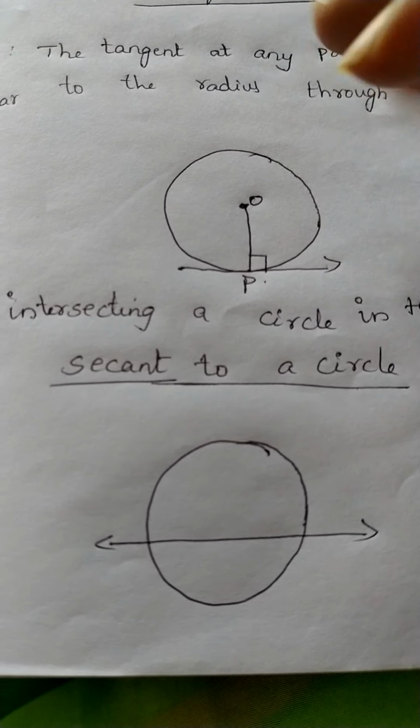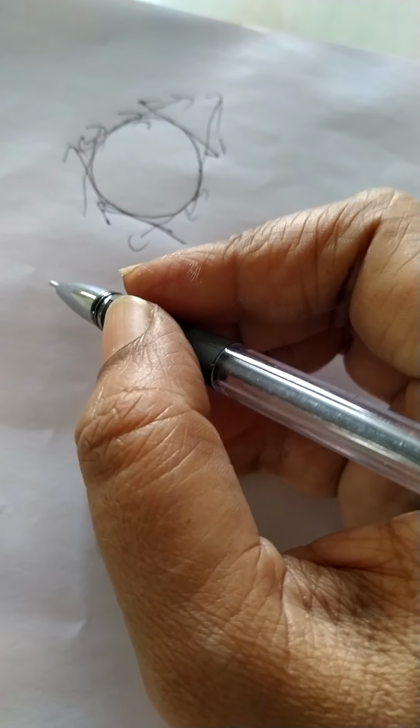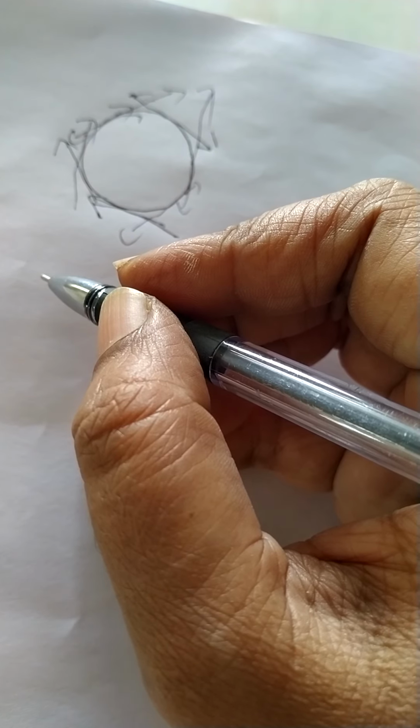Next, if you learn about tangents, how many tangents can be drawn to a circle? We can draw an infinite number of tangents. If you observe this figure, one line, 2, 3. In this way, you can draw as many tangents as you like. So we can draw an infinite number of tangents to a circle.